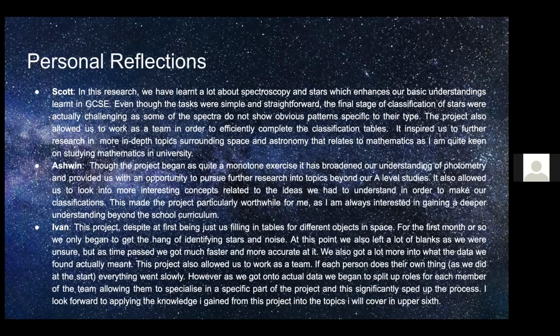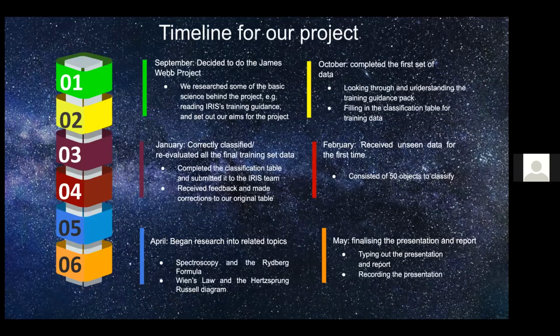This is a rough timeline for our project. So at the start of the year, we decided to do the James Webb project. After that, we evaluated the final training set data and submitted it. And then after that, we did the unseen data, and then also submitted it in the end. And then after doing all these training data and unseen data, we started on our research on related topics like spectroscopy and Wien's law. And then at the end, we finalized by doing the presentation and typing out our report.